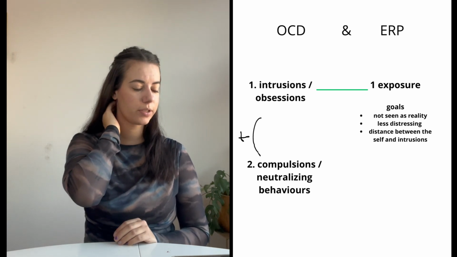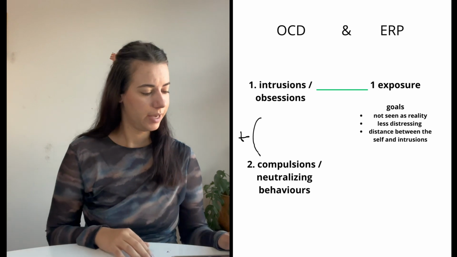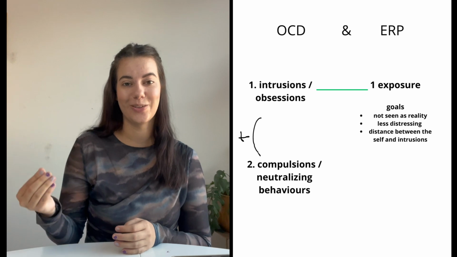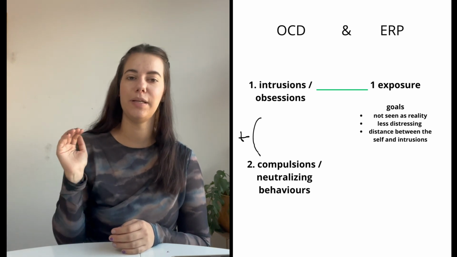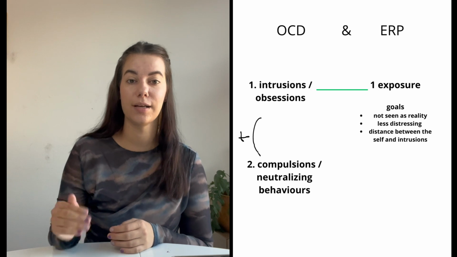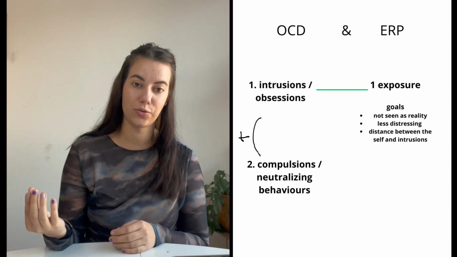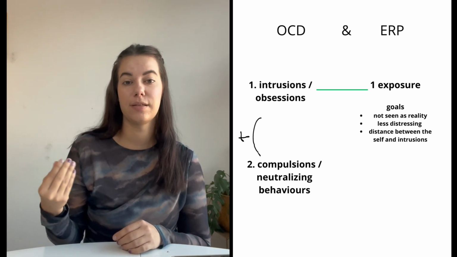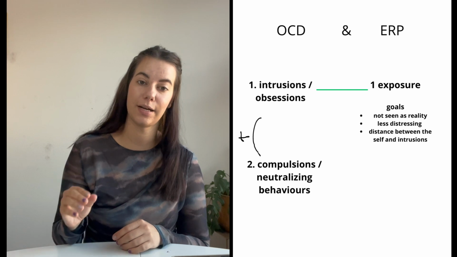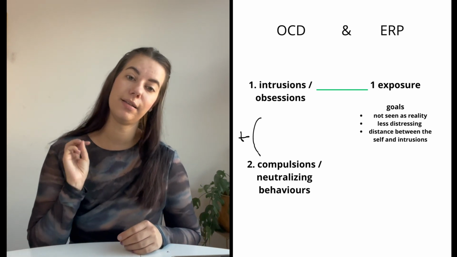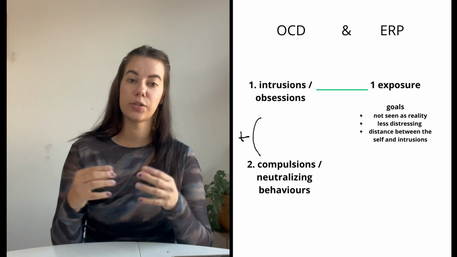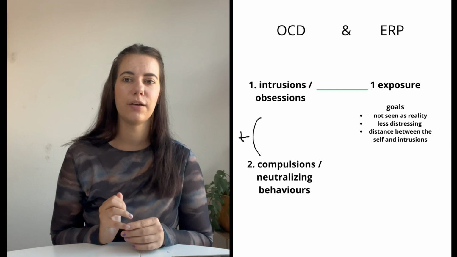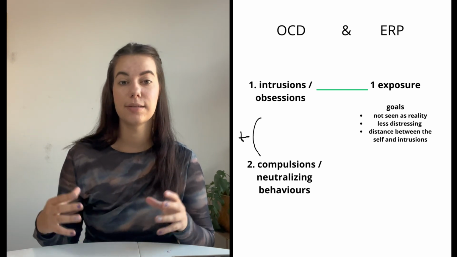So what we do with exposure is expose someone to the intrusions. The goal of doing that is, firstly, that people start to see their intrusions as intrusions. This can already be a great help, that people start to realize, oh, this doesn't say anything about me, it's just an intrusion. Secondly, we see that over time, when people start to spend more time with the intrusions, they become less scary or less distressing. And thirdly, I find this a very important one, there becomes more space between the self and the intrusions. Because when people come to therapy, often they have already struggled with these intrusions for months, years.